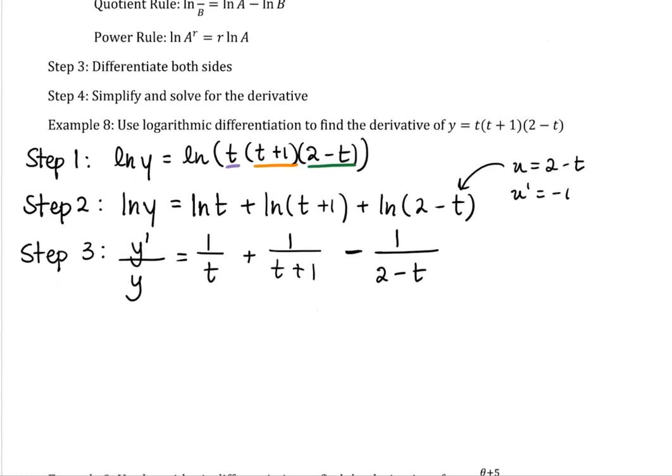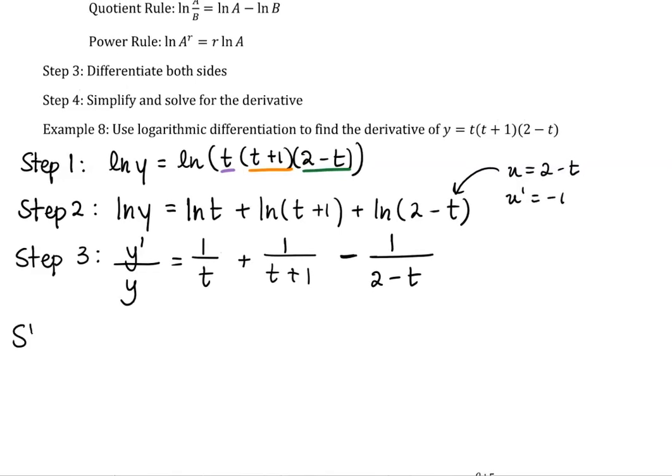Step 4 says to simplify and solve for the derivative. So for step 4, we need to solve for the derivative. The derivative is just what's in the numerator here. So to solve for that, I'm going to be multiplying both sides of this equation by y so that I can cancel out the y that's in the denominator on the left-hand side.